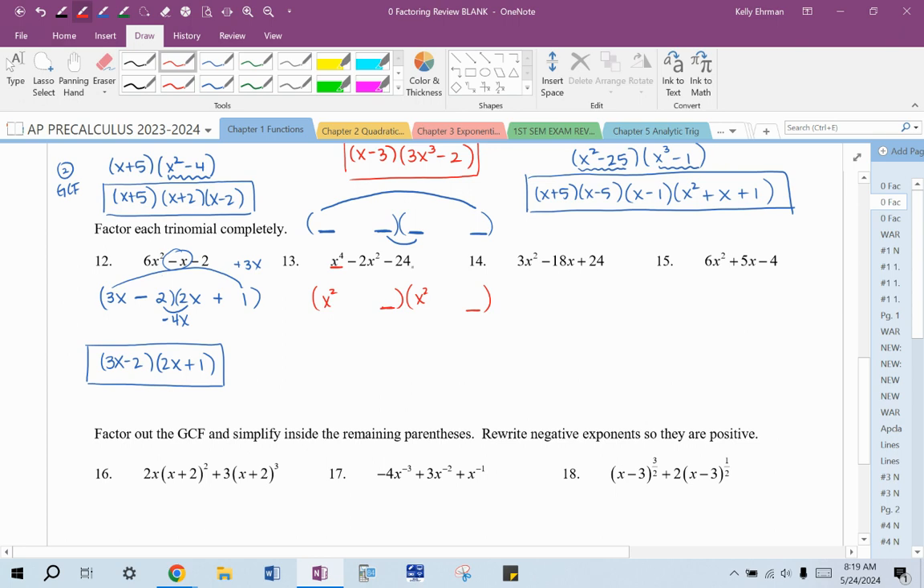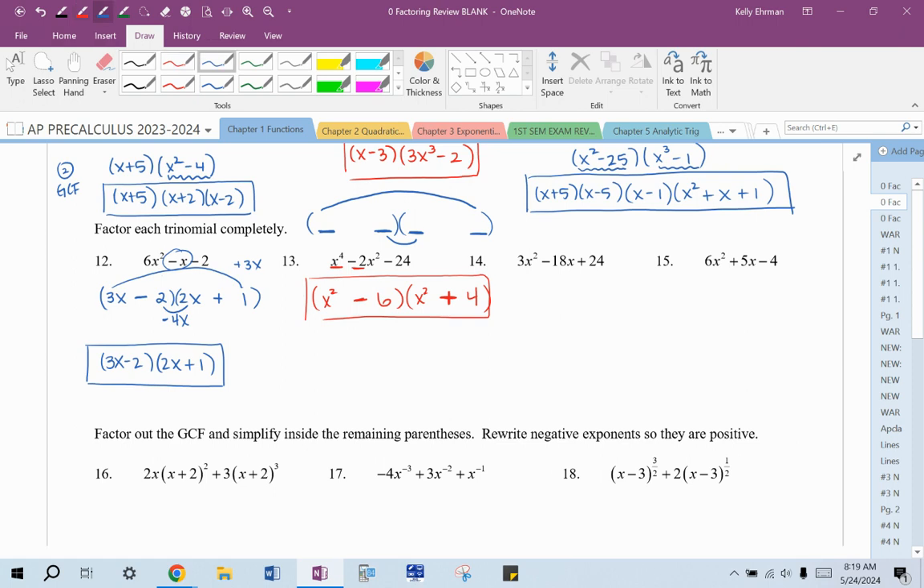So 24, I'm thinking 6 and 4. I need them to subtract to -2, so I make it -6 plus 4. Now, x squared minus 6. 6 is not a perfect square, so I'm not going to factor that further. We will in a later chapter, but not right now. And then x squared plus 4, there's no way to factor a sum of two squares because you'll always have a middle term or you'll have a minus here. So that's as far as that one goes.